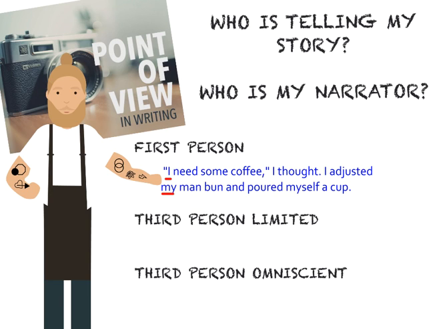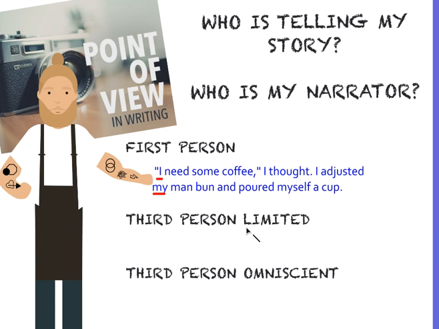Third person is going to use pronouns like he or she or they. In third person, you're not seeing the story through the character's eyes. You're an outside observer looking in on the story. There are two types of third person: limited and omniscient.